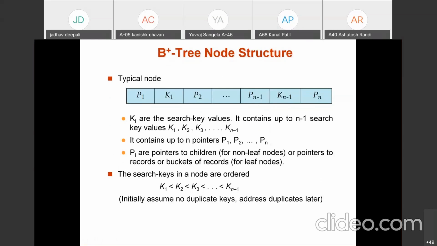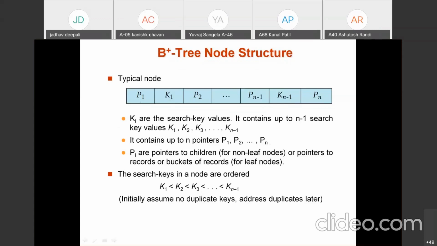If we consider the name of the instructor as a search key, then the Ki could be Einstein, Ilse, Kim, John. So Ki are the search key values on which we are going to search the record. A particular node contains up to n-1 search key values, that is K1, K2 to Kn-1.